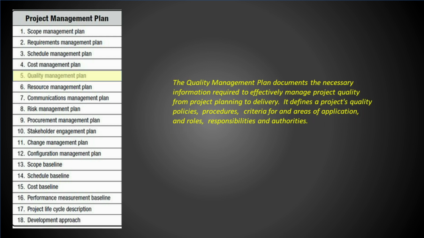Number 5, Quality Management Plan. The Quality Management Plan documents the necessary information required to effectively manage project quality from project planning to delivery. It defines a project's quality policies, procedures, criteria for and areas of application, and roles, responsibilities, and authorities.